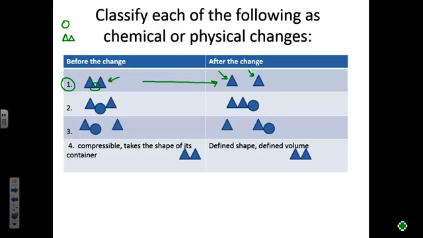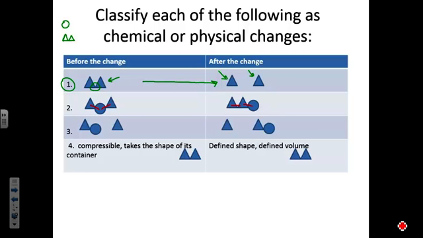So in number 2, I have 2 types of bonds. Or excuse me, I only have 1 type of bond. I have a circle triangle bond here, and I have another circle triangle bond there. Over here, I have a triangle triangle bond and only 1 circle triangle bond.